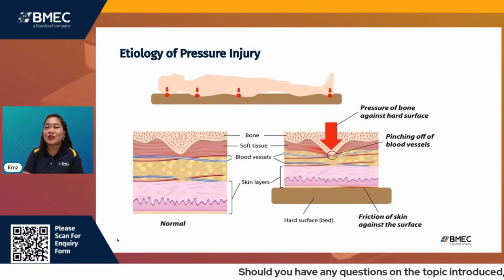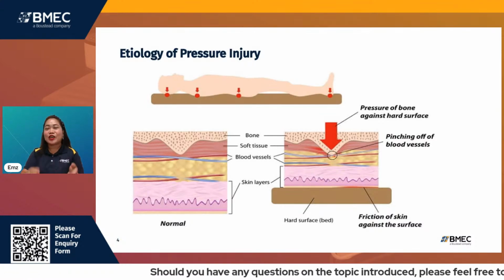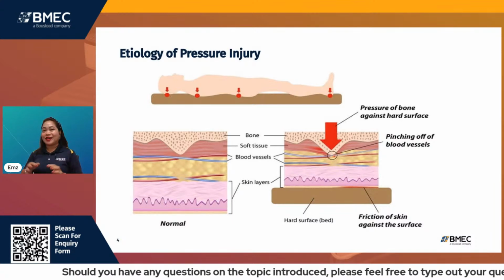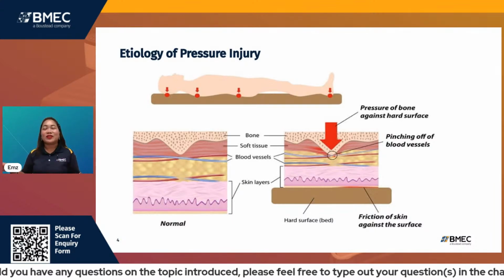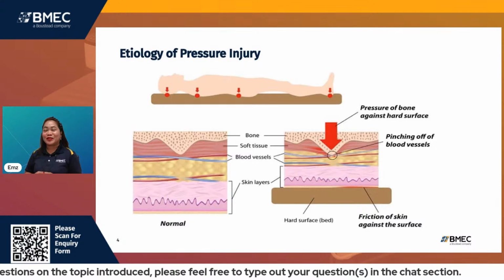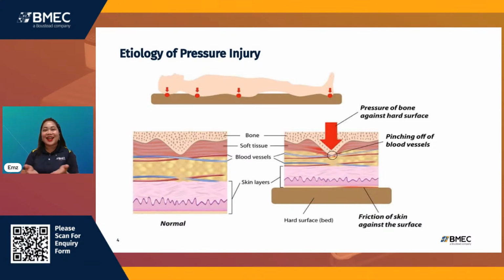What is the cause of pressure injury? As you can see, if you are ambulatory, if the patient is walking, we don't have any problem of pressure injury. But when the patient is lying flat under a hard surface, bedbound, immobile, so there would be a friction against the surface and also a pressure on the hard surface, then it can lead to pressure injury. Okay? Slides, please.